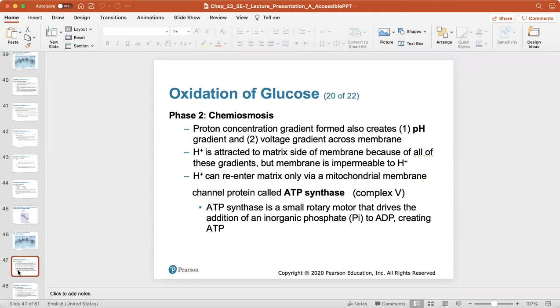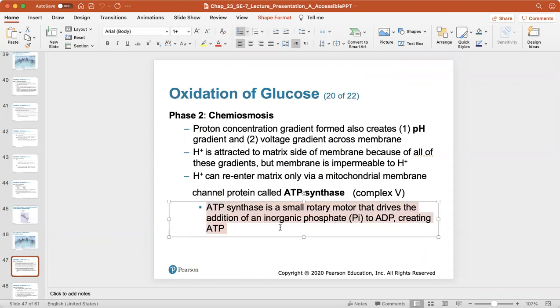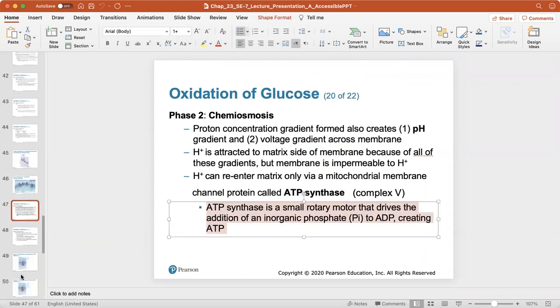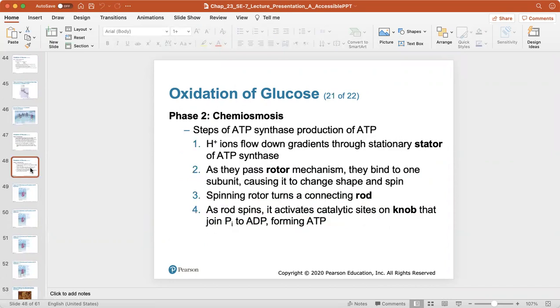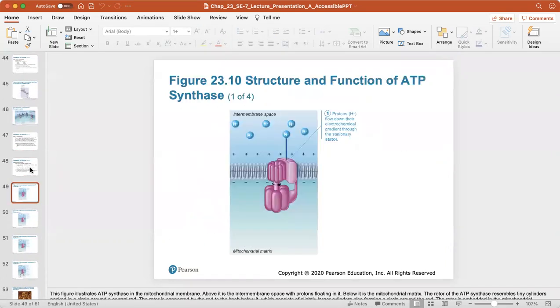Chemiosmosis then talks about how these protons will then re-enter the matrix via complex 5, which is the ATP synthase. And the ATP synthase is like a small motor that drives the addition of an inorganic phosphate to ADP, creating ATP. So this is a look at the motor.